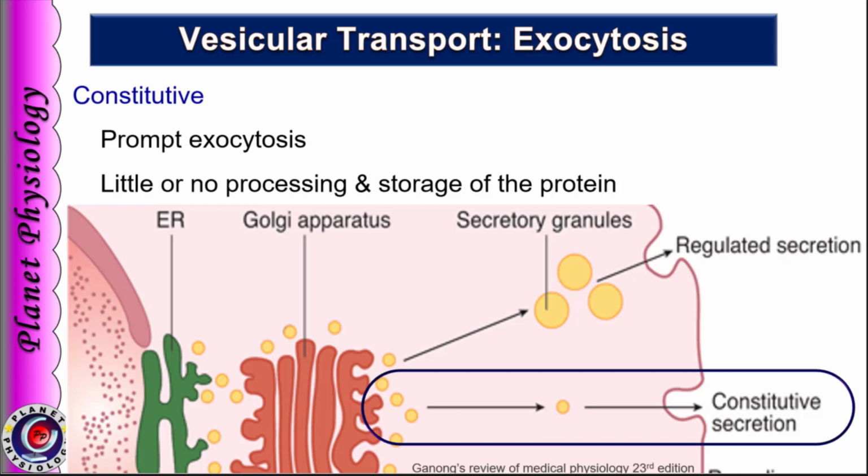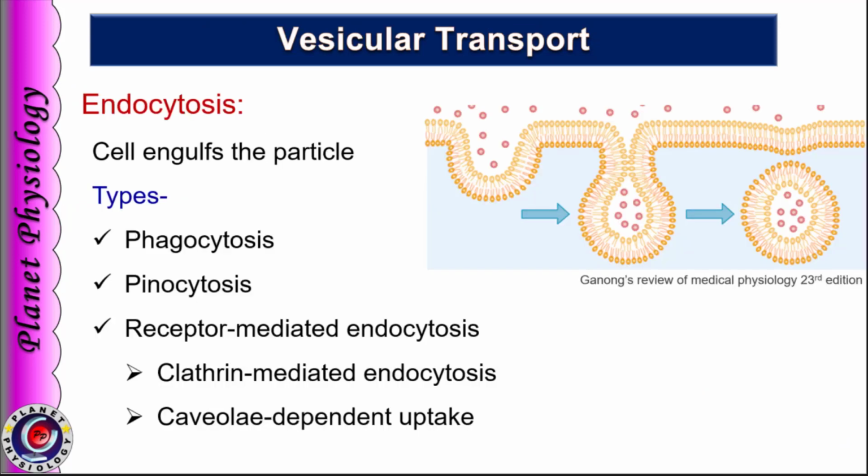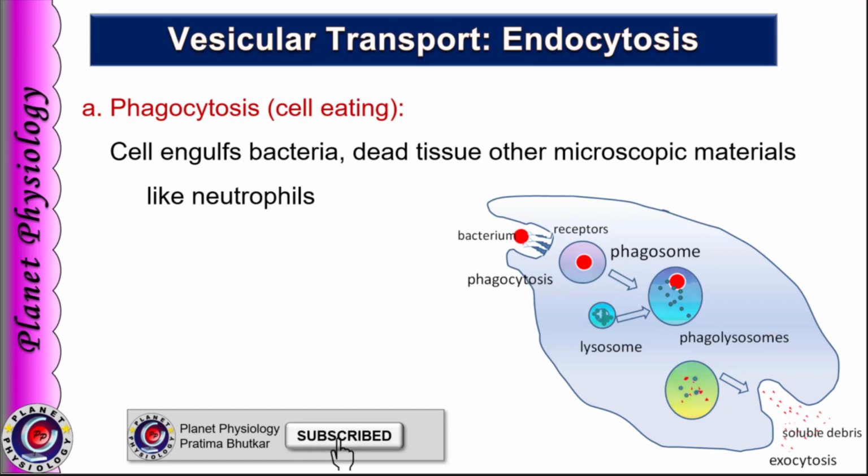Next type of vesicular transport is endocytosis, where cell engulfs the content. Based on the particles ingested and the regulatory pathway involved, it is of various types, which include phagocytosis, pinocytosis, and receptor-mediated endocytosis, which can be clathrin-mediated or caveoli-dependent endocytosis. Phagocytosis is also known as cell eating, where cell engulfs solid materials like bacteria or dead tissues.